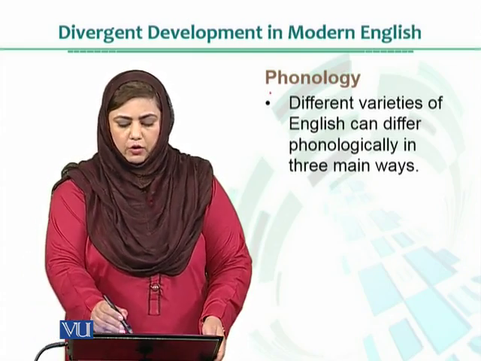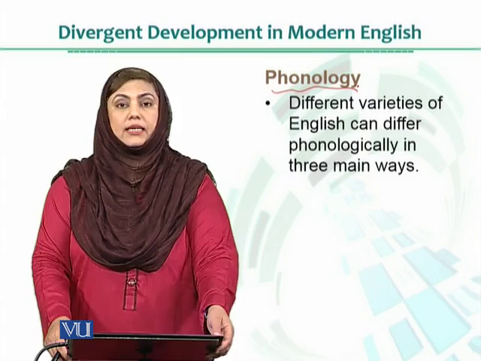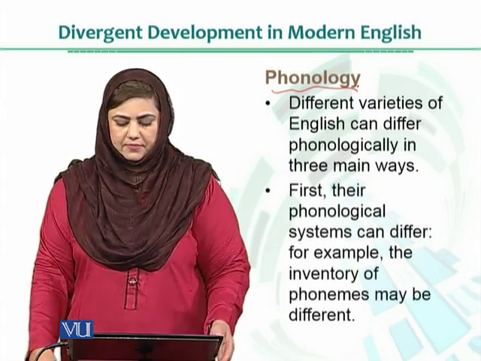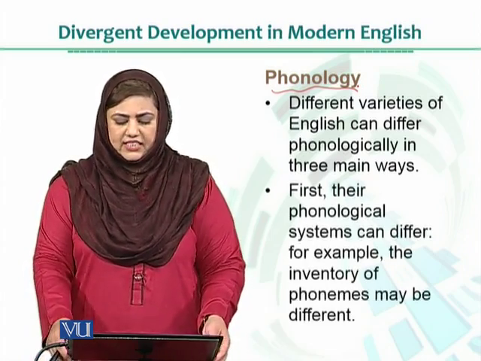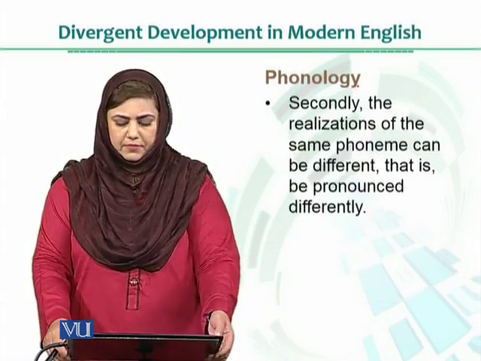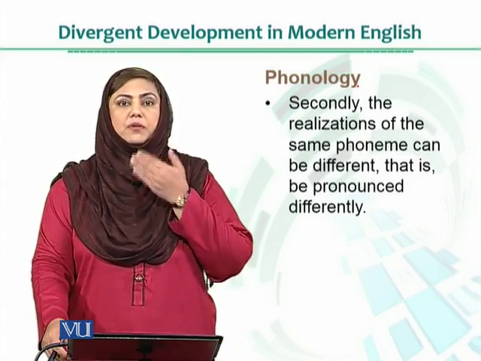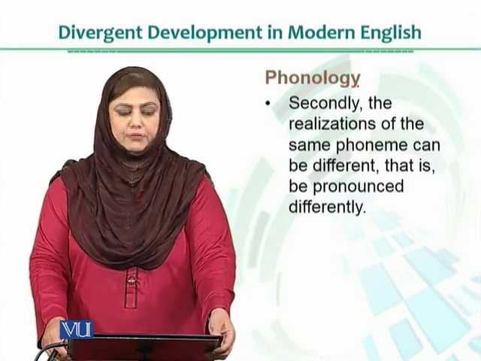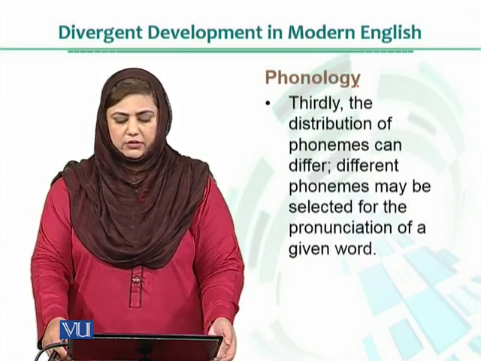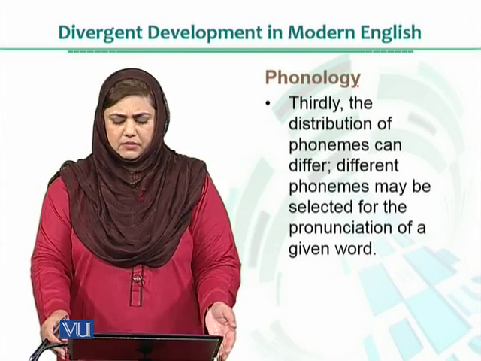Focusing on phonology, for instance, different varieties of English can differ phonologically in three main ways. First, their phonological systems can differ. For example, the inventory of phonemes may differ. Secondly, the realization of those phonemes, how they are pronounced, can be different from area to area or country to country. And thirdly, the distribution of phonemes can be different.